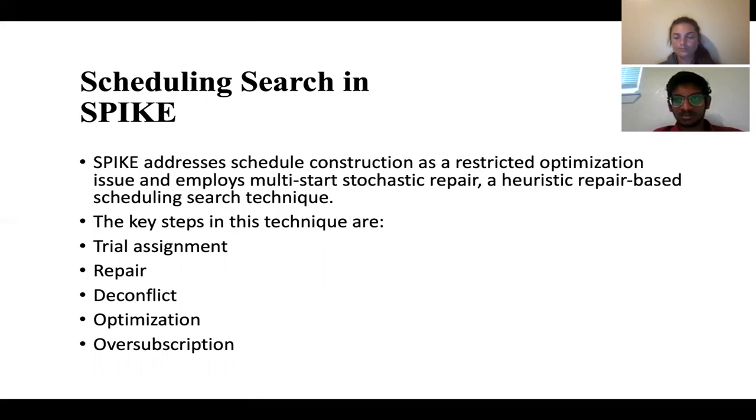And there are primarily two other aspects to consider in it, like optimization and oversubscription. In optimization, both the trial assignment and repair heuristic functions pay close attention to the most suitable functions, resulting in a schedule that is optimized. And in oversubscription, all the activities are pre-planned, so that there is no way to avoid oversubscription. As a result, this stage entails a high level of relevance that is to be resolved. The key steps involved in Spike can be shown in the next slide.